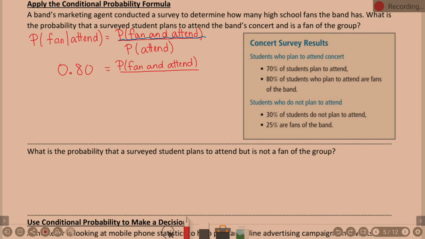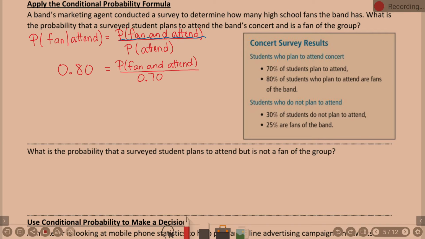Do we have the probability of students that are going to attend? That is 70%. 70% as a decimal is 0.7, or in other words, 0.70. Now that you see numbers in there, do you see how to do the math to fill it in?